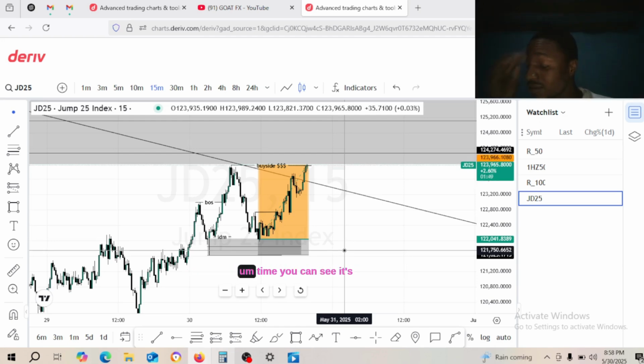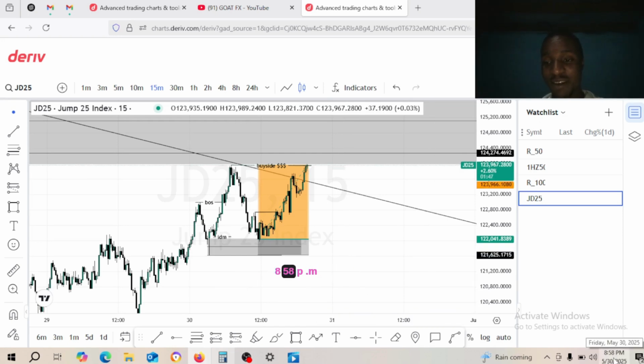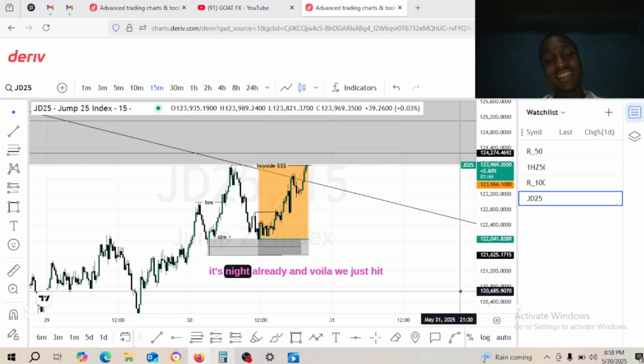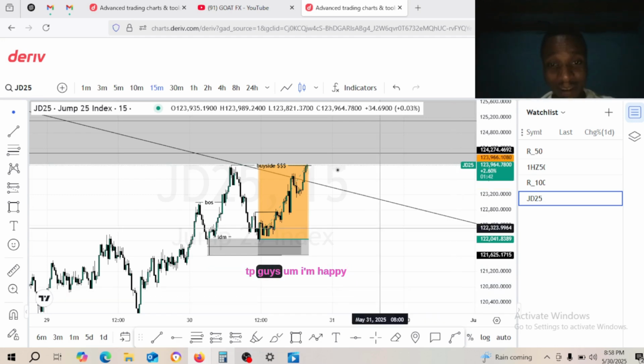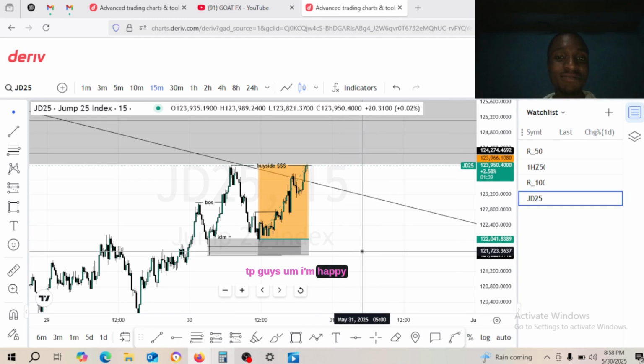Here on my Nigerian time, you can see it's 8:58 p.m. It's night already, and voila, we just hit TP, guys. I'm happy. When I look back from how I started trading, it really hasn't been easy, but I'm grateful to get here. Yeah, dreams are coming true. Hitting TP, less SL and more TP. Do you understand? And patient.